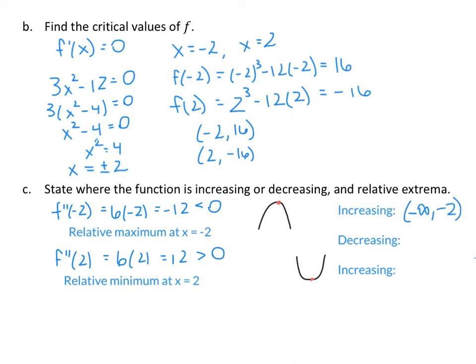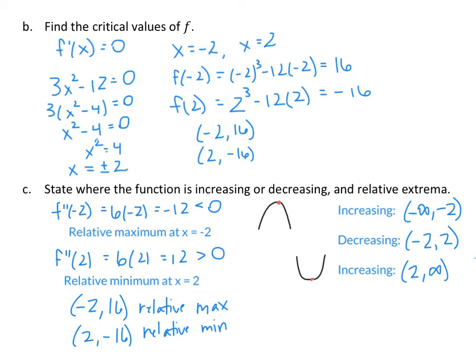And then after we hit our maximum, our function is decreasing. So we are decreasing from negative 2 up until our next critical value, or our next relative extrema, which occurred at positive 2. So we are decreasing from negative 2 to positive 2. And then at positive 2, we have a relative minimum. After we hit that relative minimum, our function has to increase again. So we are increasing for the remainder of the function, from positive 2 to infinity.